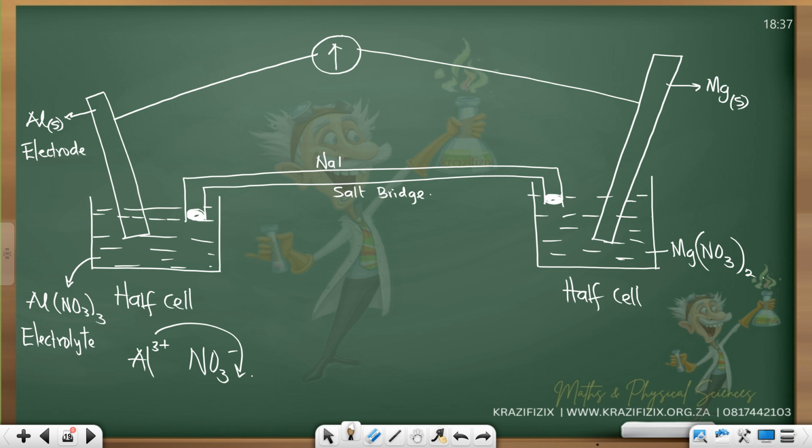Oh, since I don't have silver, it's fine. But let's use silver nitrate. It's okay. Sodium nitrate or potassium nitrate. All right, guys, we want to look at the process.